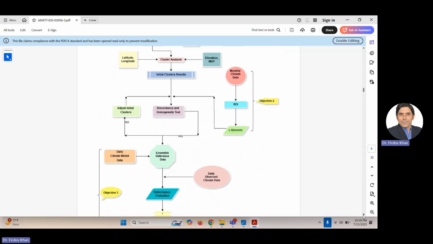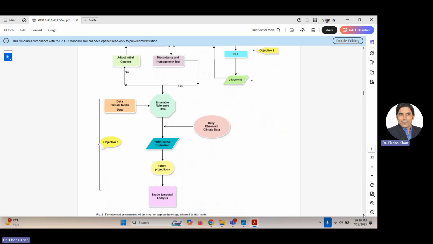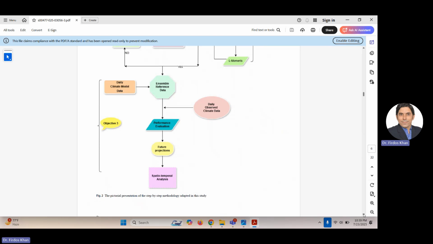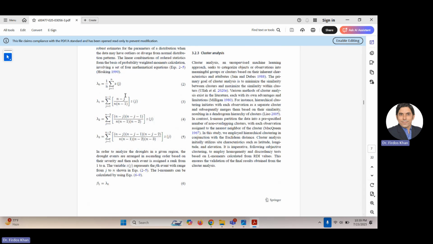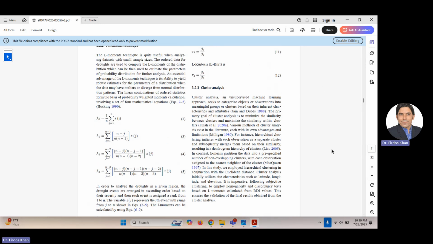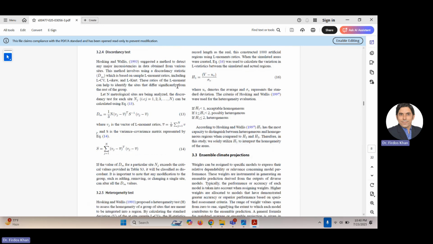And the third objective is to calculate ensemble climate prediction for maximum temperature, minimum temperature, and precipitation. So we have done this. And then you need to use some spatiotemporal analysis. I mean, just display the results by using a box plot or anything. Three objectives, and you saw that very clearly. Okay, so these are L moments, and then we have calculated L moment ratios and cluster analysis as well. And the discordancy test and the heterogeneity test are given here. So you need to do this if you want to make sure whether the clusters are homogeneous or not.